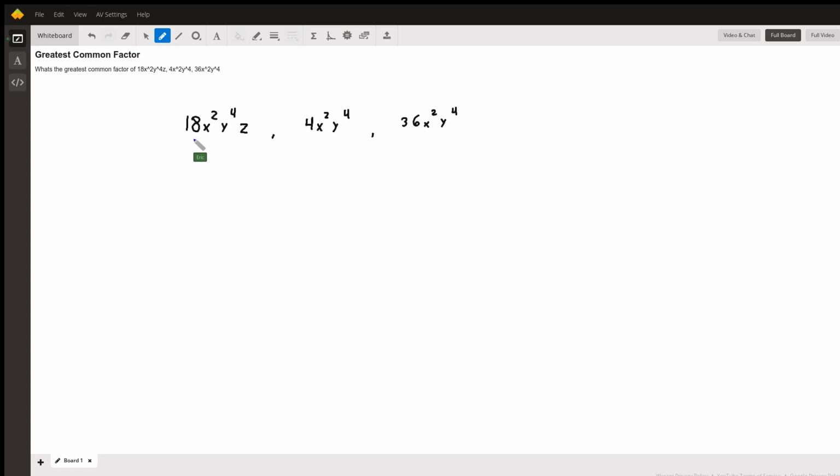18 factors as 2 times 9. And then 9 factors as 3 times 3. 4 factors as 2 times 2. And 36 factors as 2 times 18. 18 factors as 2 times 9. Let me fix that 2 right there. 2 times 9, and 9 factors as 3 times 3.